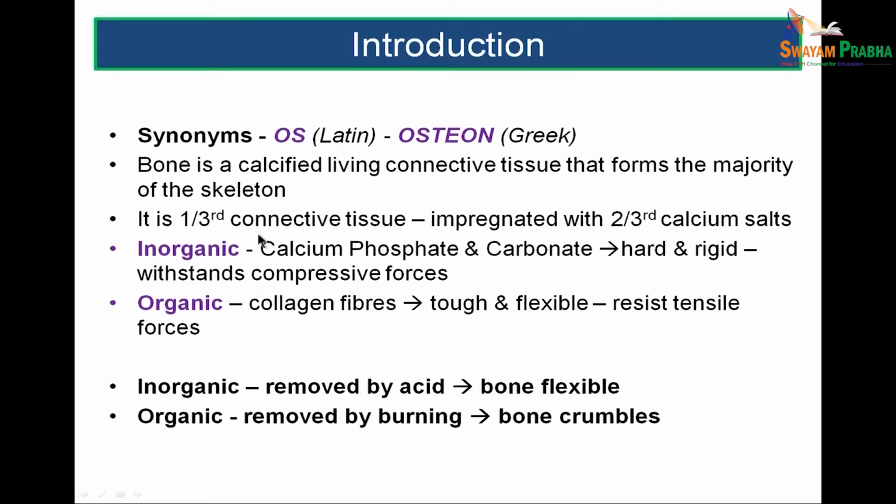It's 1/3 of connective tissue impregnated with 2/3 of calcium salts. It has an inorganic element made up of calcium phosphate and carbonate, which makes bone hard and rigid and able to withstand compressive forces. It's made up of an organic part of collagen fibers, which makes bone tough and flexible.